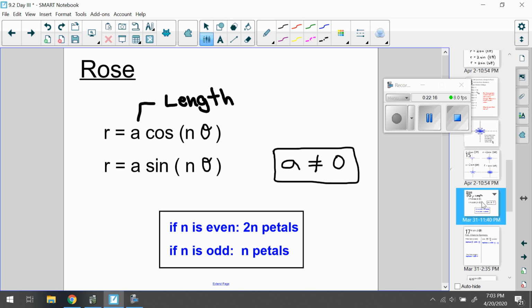And so I'm trying to summarize that here on this chart. So again, a rose can be formed with either a cosine or a sine. The A in either case is the length of the petal. The N tells you how many petals there are. If N is even, you double that number and that tells you how many petals there are. And if N is odd, then you will have that number for the amount of petals.